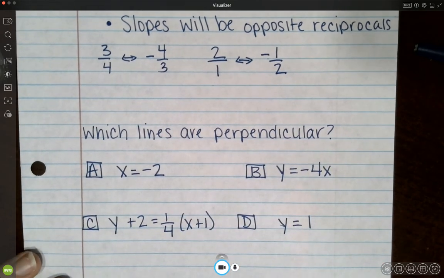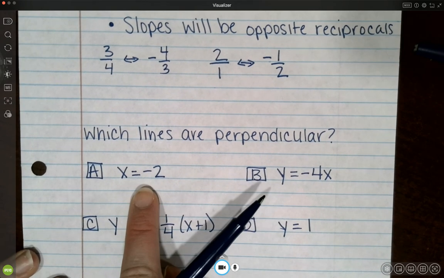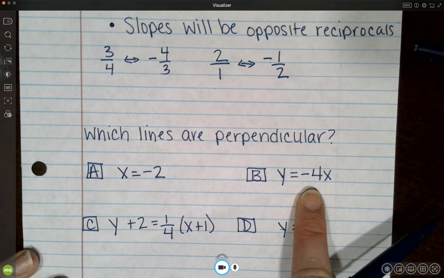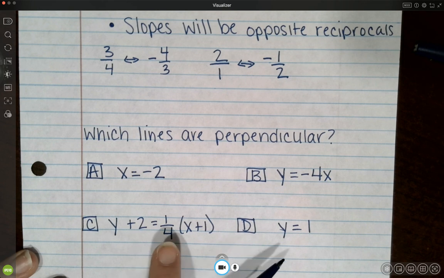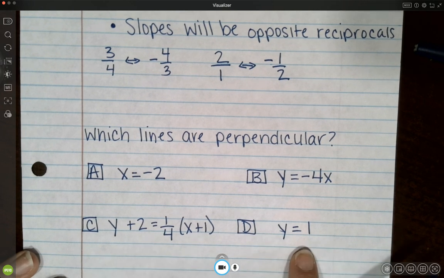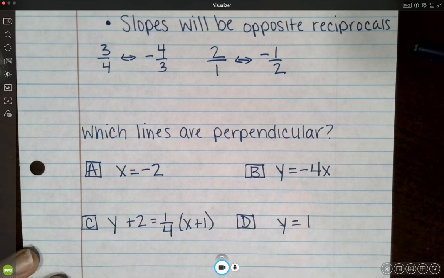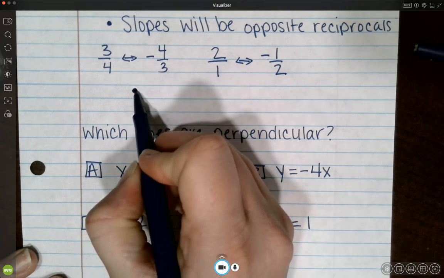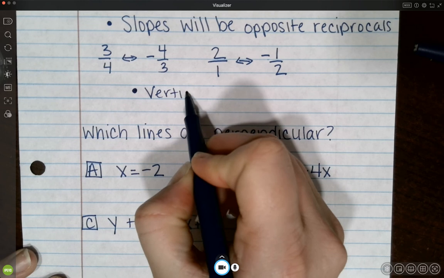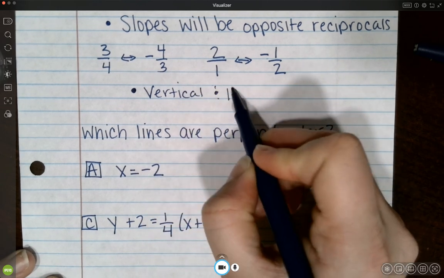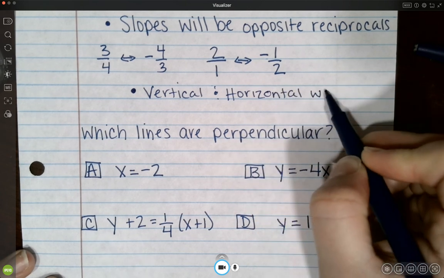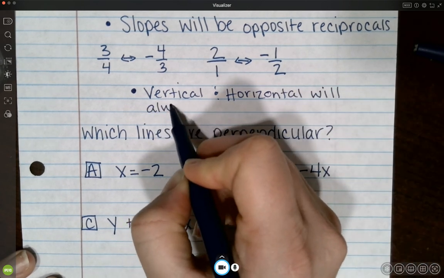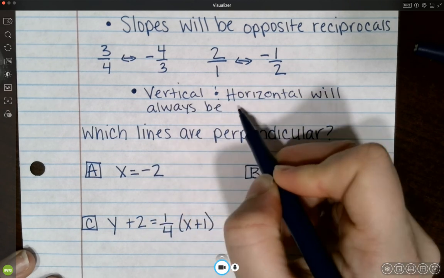So which lines are then perpendicular? All right, so let's take a look at this. All right, so we have x equals -1, y equals -4x, y plus 2 equals 1/4 times the quantity of x plus 1, so that's point slope formula. All right, and y equals 1. All right, so something that we also need to write with this, vertical and horizontal lines will always be perpendicular.